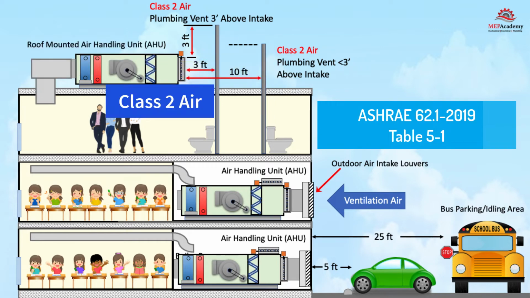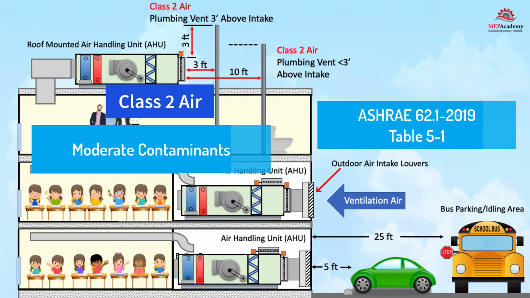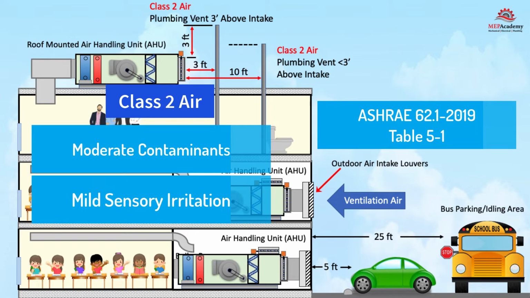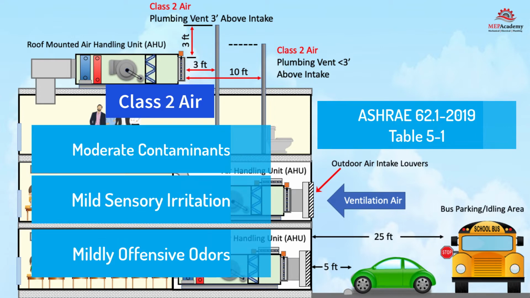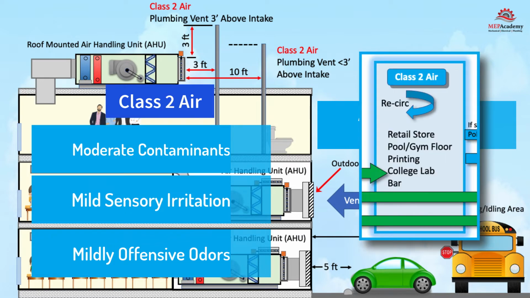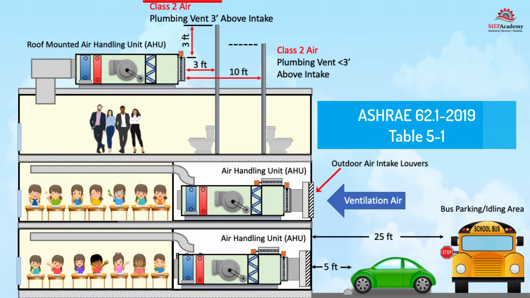Class 2 air has moderate contaminant concentrations, mild sensory irritation intensity, or mildly offensive odors. Class 2 air is also air that is not necessarily harmful or objectionable, but that is inappropriate for transfer or recirculation to spaces used for different purposes. A plumbing vent terminating at least 3 feet, 1 meter above the level of the outdoor intake is required to be located a minimum of 3 feet, 1 meter away.